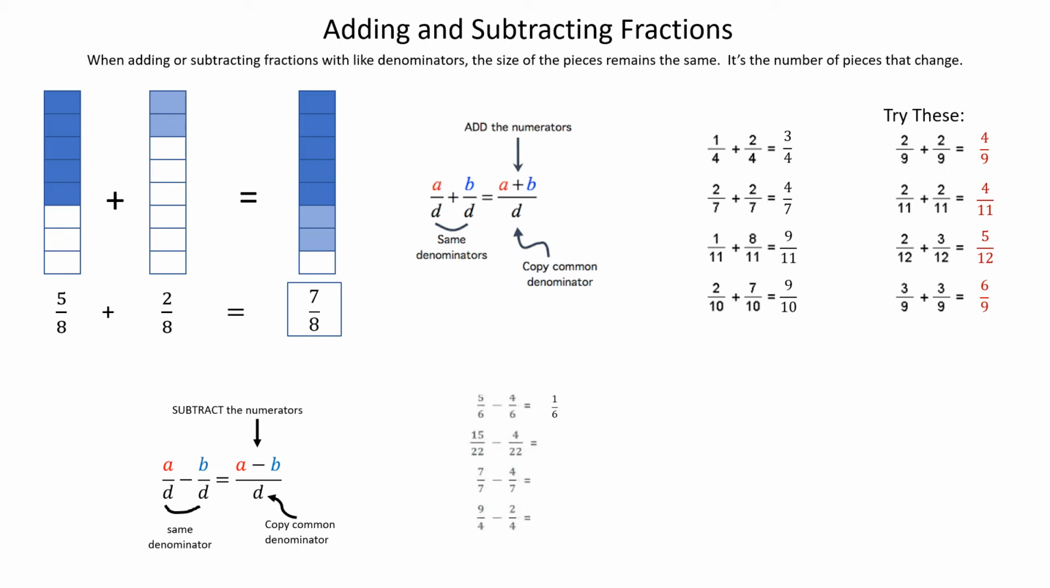15 minus 4 is 11. My denominator is 22. That gives me 11 over 22, which simplifies into 1/2. Then I have 7 minus 4, which is 3 over 7, gives me 3/7. And 9 minus 2 is 7 over 4, gives me 7/4. Give it a try. Pause the video.